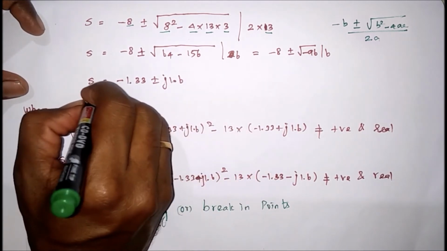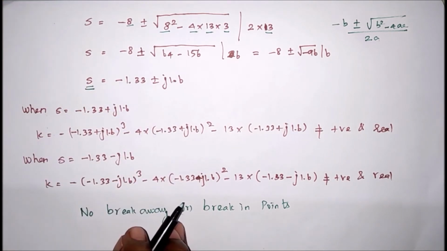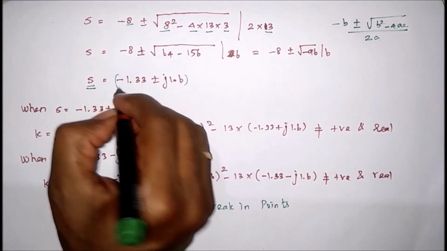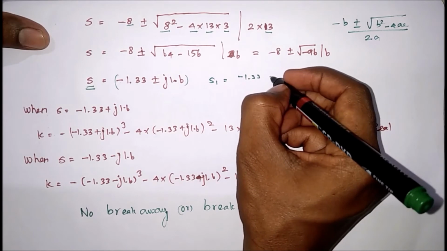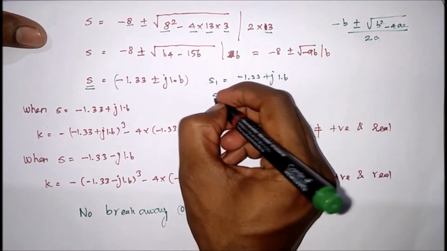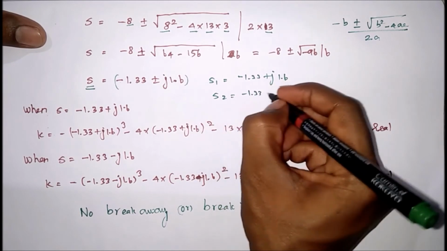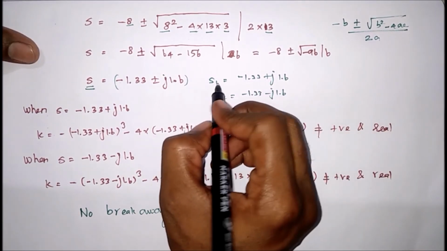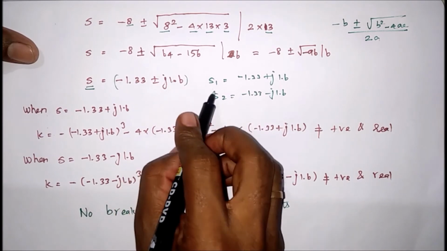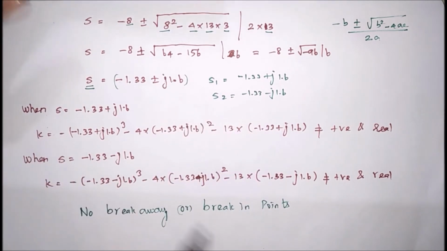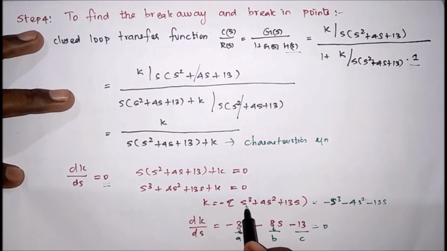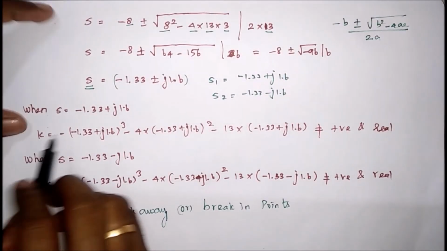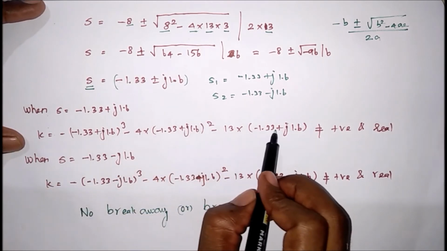Now we have to substitute s into k. So we can say s1 equal to minus 1.33 plus j 1.6, s2 equal to minus 1.33 minus j 1.6. First we have to take s1, then substitute into k. We know k equal to minus of s cube plus 4s square plus 13s. We have to substitute the s value into this equation. So first we take s1 and substitute into this equation.